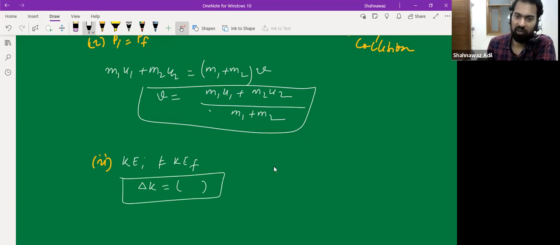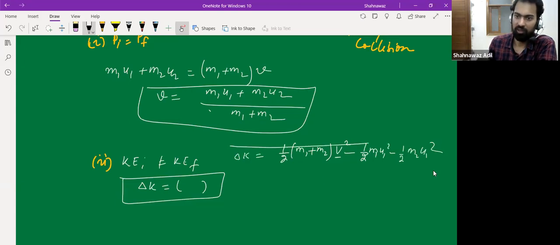And what will be the change in kinetic energy? Half m v square minus half of m1 u1 square. So the change in kinetic energy will be half of (m1 plus m2) v square minus half m1 u1 square minus half m2 u2 square. You calculate that.